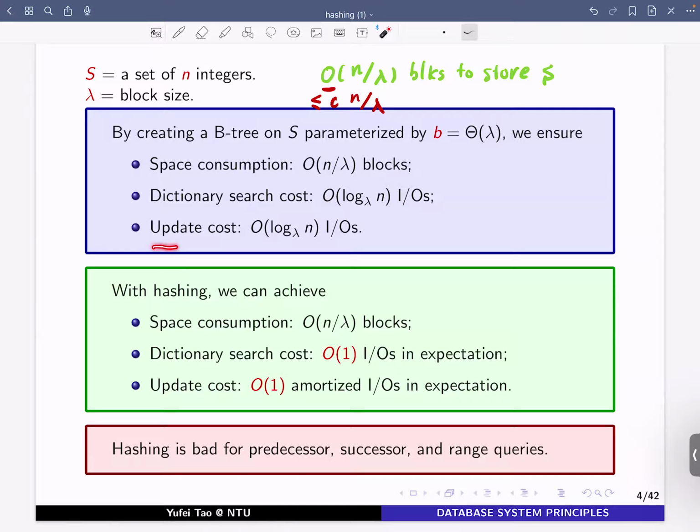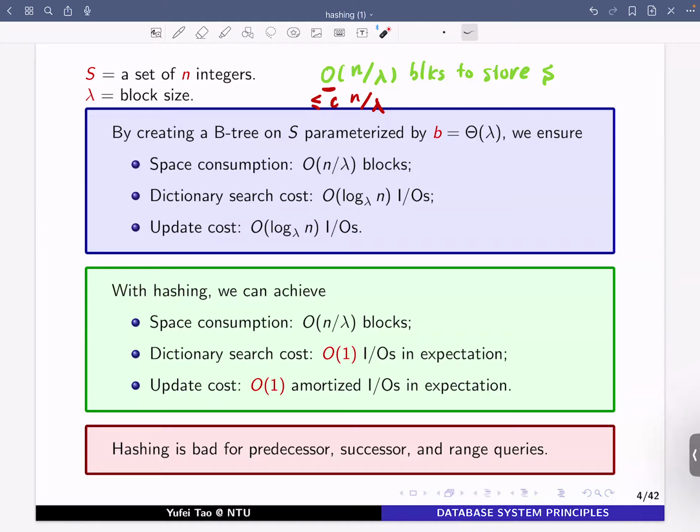So this is the update cost, and you are able to support an insertion and deletion in a B tree using log-base lambda of n IOs. Okay, great. Those are the guarantees of the B tree.